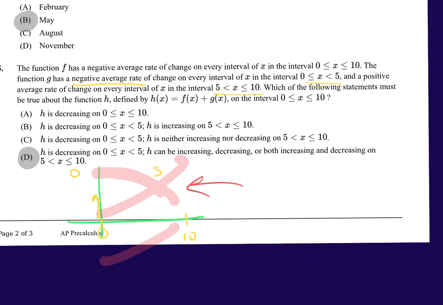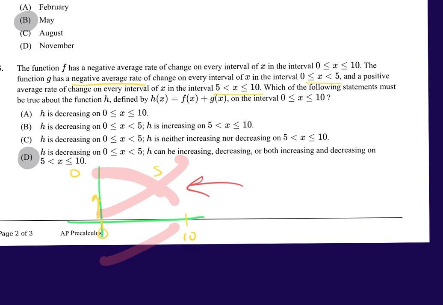I don't get how it's increasing, because if you add both of them, one of them is increasing and then one of them is decreasing. But you don't know how high that value is. What if your increasing is so high that it pulls your decreasing up? That's why you don't know, and that's why it's saying it could be any of those. But how do you know it's decreasing from 0 to 5?